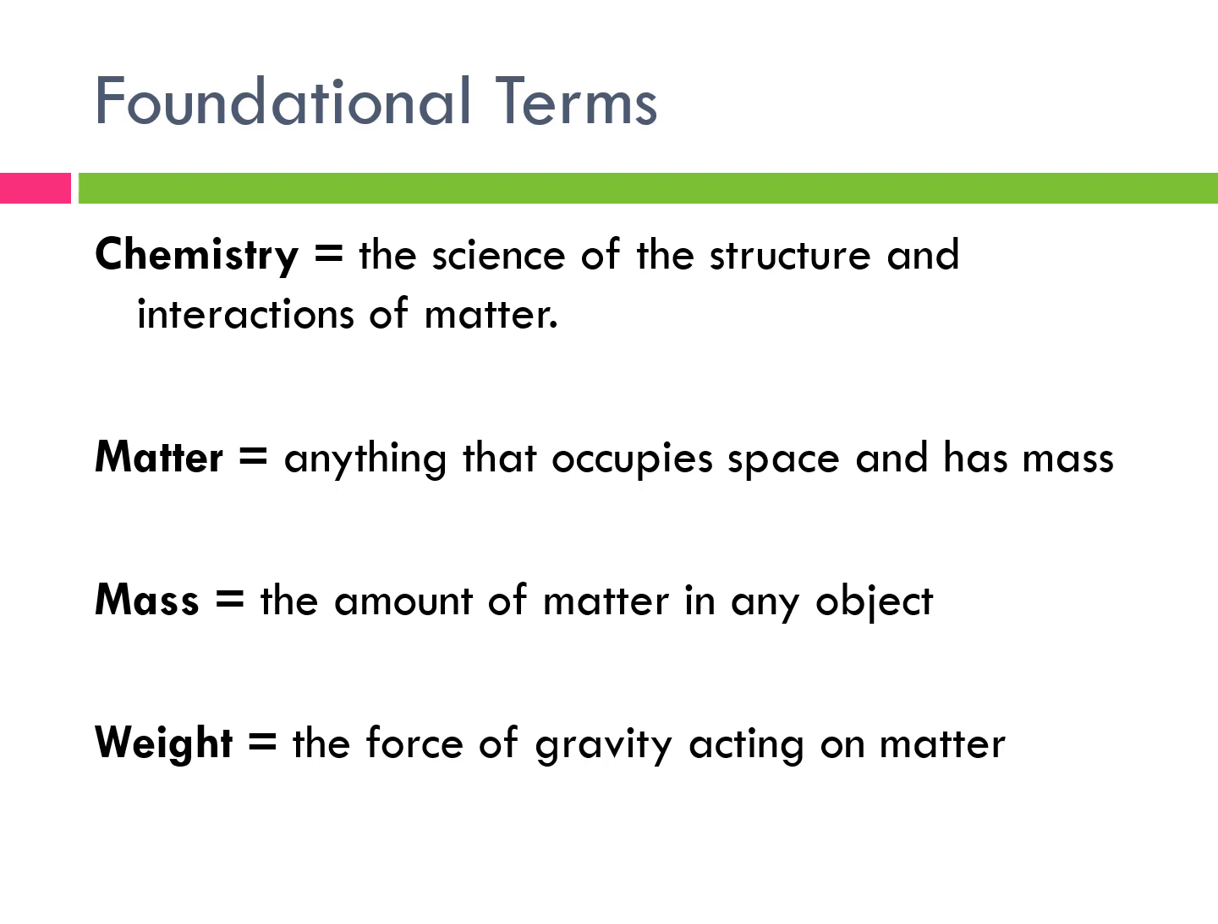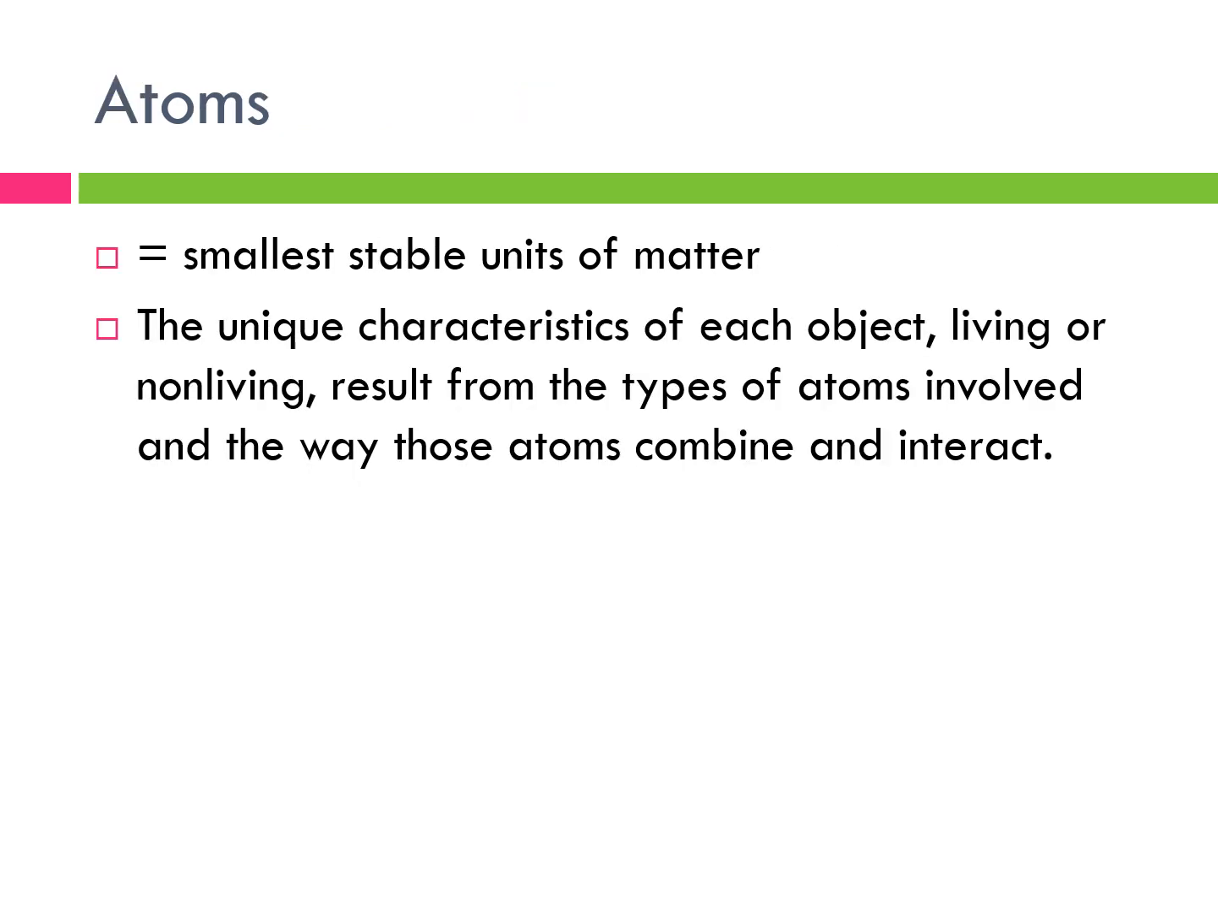So your weight could be different on Earth than it is in space because gravity is different. So the pull on your body is different. However, your mass will stay the same. Atoms are the smallest units of matter, and they are what make up our molecules and then our cells and all of the things that make us who we are. So they combine and interact in different ways, but they are the smallest stable units of matter.